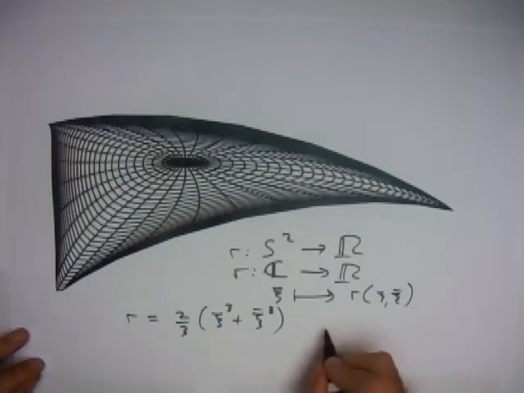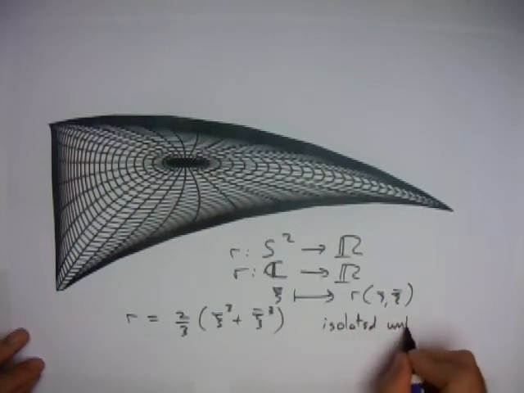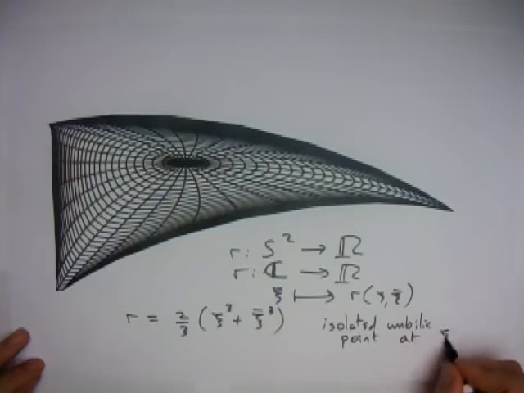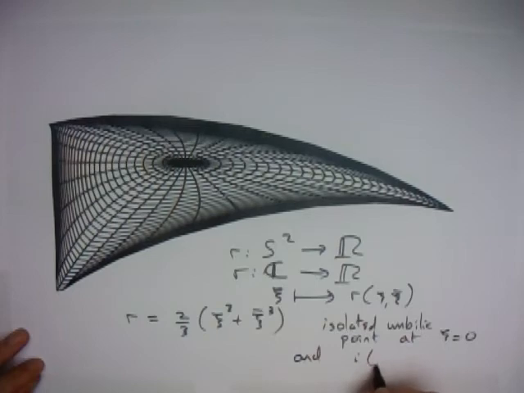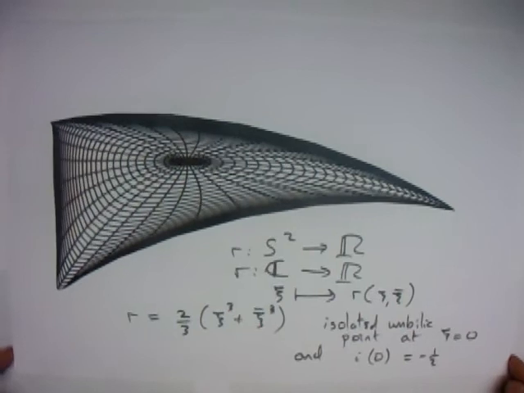Now it's easily seen that this surface has an isolated umbilic point at the origin, at 0, and its index is minus a half, as claimed. So this is an example of a hyperbolic umbilic point. Okay, so that more or less explains the words that appear in the main theorem, and in the next video we'll go on to talk about the reformulation in terms of the space of oriented lines.